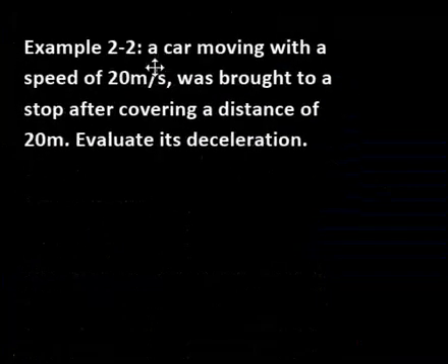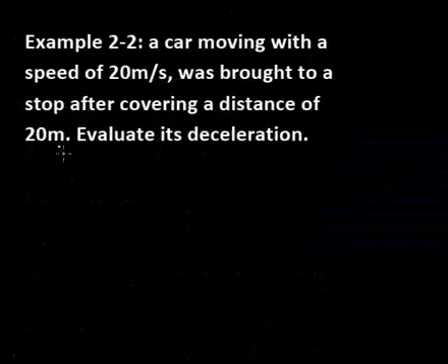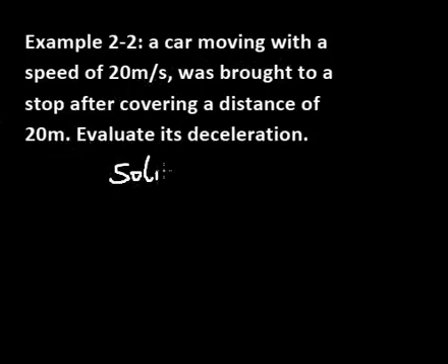Okay, so here we are. Now we look at the question. A car moving with a velocity of 20 meters per second. So this car is already having initial velocity. That's what it means. It's not starting from rest. It's already having initial velocity of 20 meters per second. So I write it down.